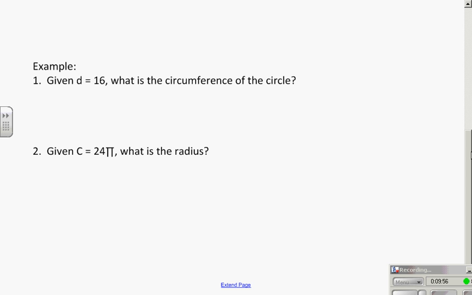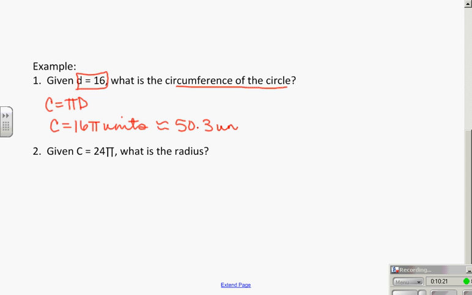Now these are classic kinds of problems that you maybe have seen. We're going to change it up a little bit for number 2, but given the diameter is 16, what is the circumference? Well, if circumference is pi times diameter, our circumference is 16 pi units. That's your exact answer, and you can be done right there. If it asks for an approximation or you have to use this calculation later, the approximate answer is 50.3 units when you multiply by pi.